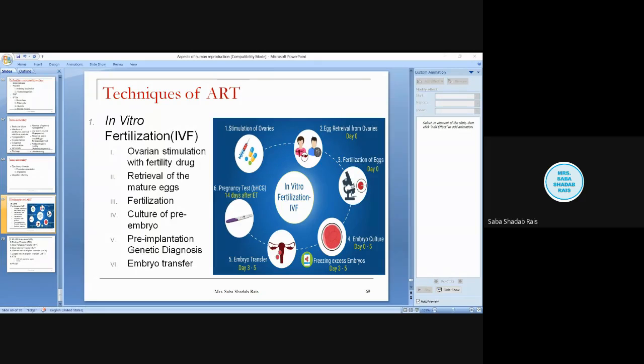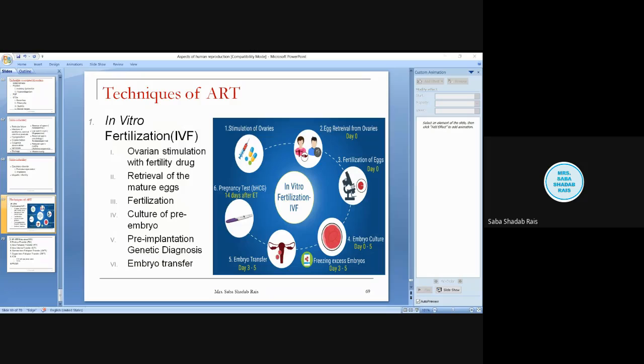The next technique is ZIFT, that is zygote intrafallopian transfer. This particular technique was designed by Paul Debroy. In this case, they are using the zygote. Zygote means the fertilized egg. Here the woman's own egg can be used, or if she is not able to produce a fertile egg, a donor oocyte can be used. The advantage of this technique over GIFT is that fertilization is confirmed, and thereafter this fertilized egg is transferred inside the woman's fallopian tube.